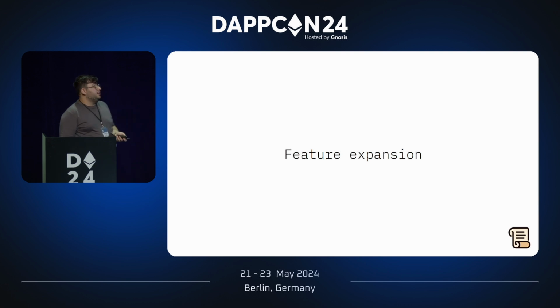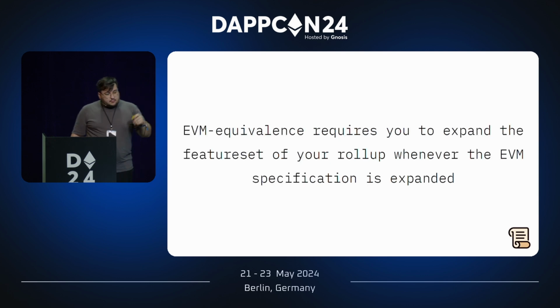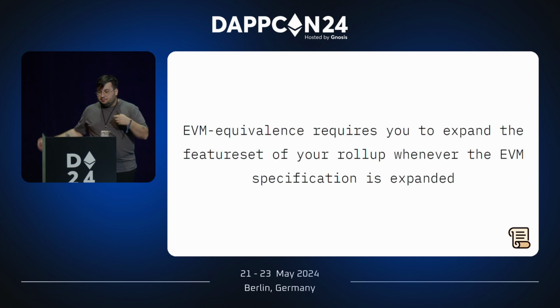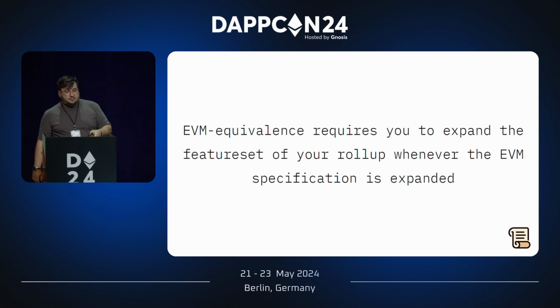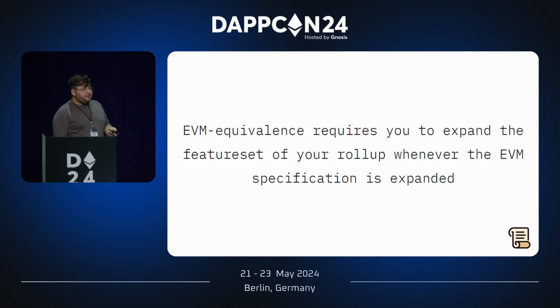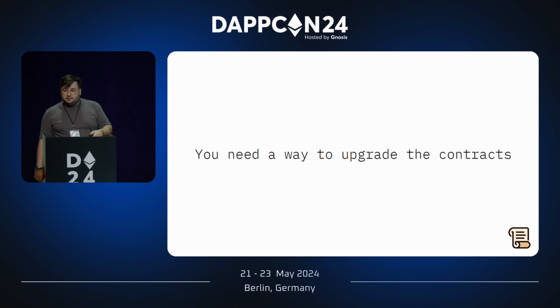And then the second reason why you want to have upgradability is feature expansion. So, for example, say you're building an EVM equivalent rollup. It's either an optimistic rollup or a ZK rollup. It doesn't matter in this case. So EVM equivalence requires you to expand the feature set in case the EVM specification adds some new feature. Let's say a new cool opcode is introduced, or we get something that improves the fees, so for example, multi-dimensional fees, et cetera, in your EVM equivalent. So you want to support it. But to support it, you actually need to upgrade the on-chain code. So you need a way to upgrade the contracts.